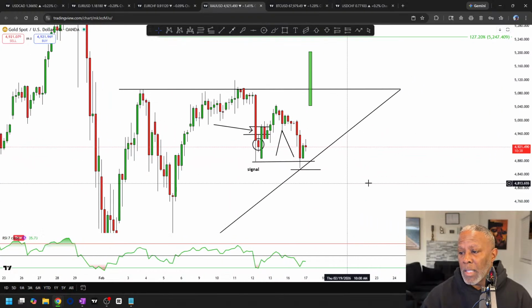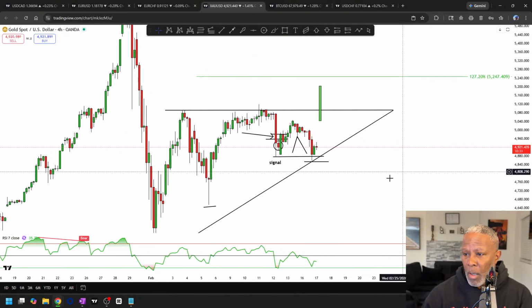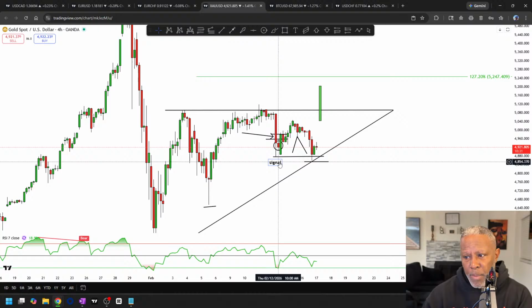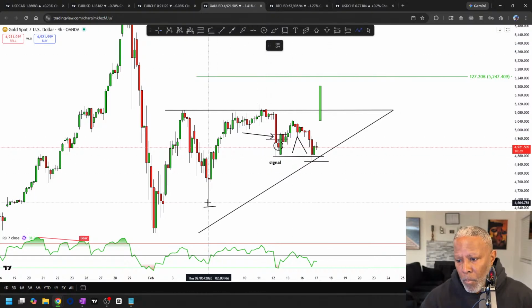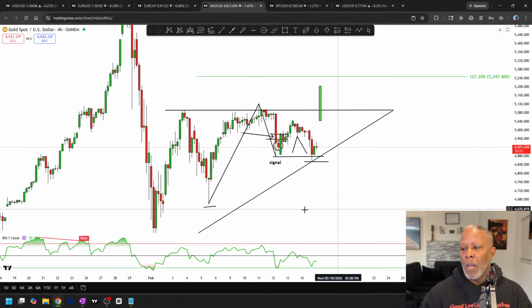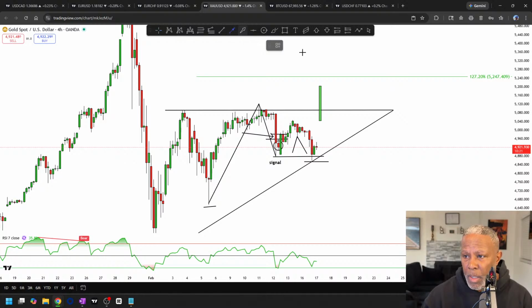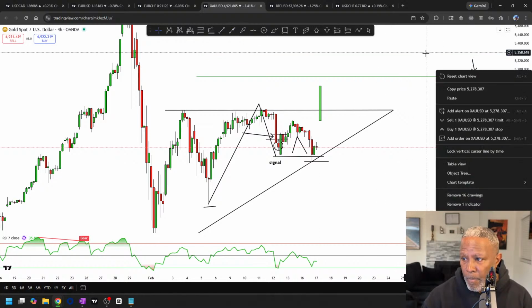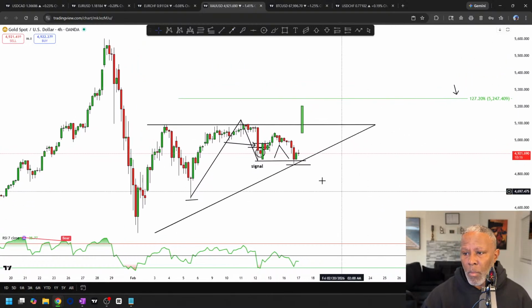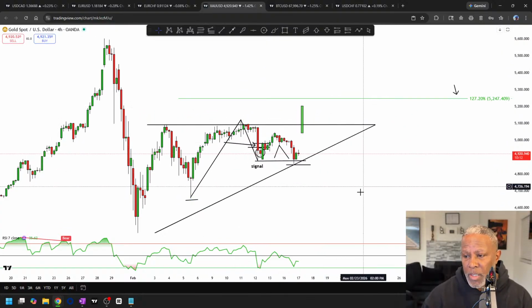Now, let's talk about this real quick. I said that on a pullback or retracement like that, coming up and coming down, then you should be using Fibonacci for the target. Here's the 127. You see it because I drew it already. Fibonacci extension, swing low to swing high, that's the 127.